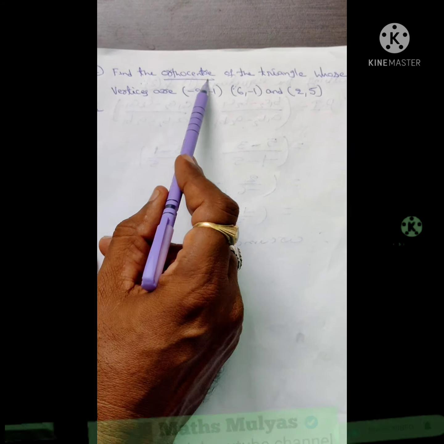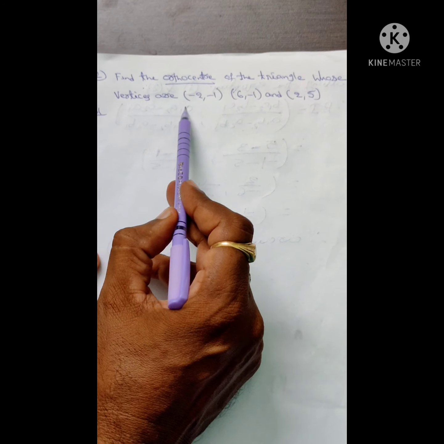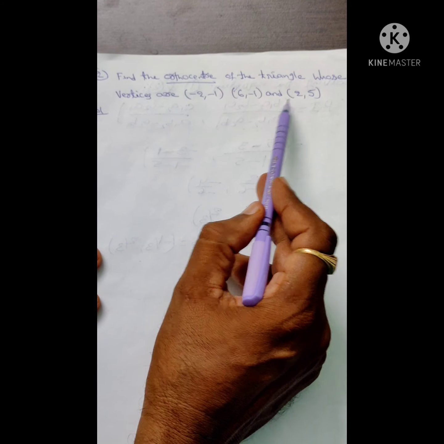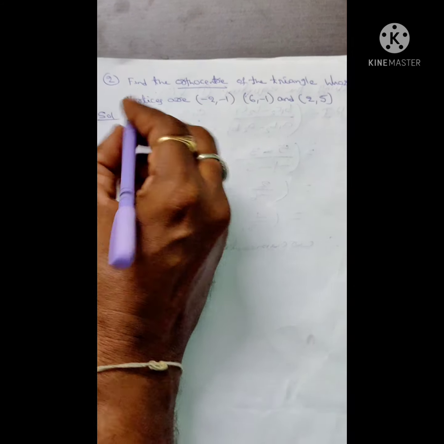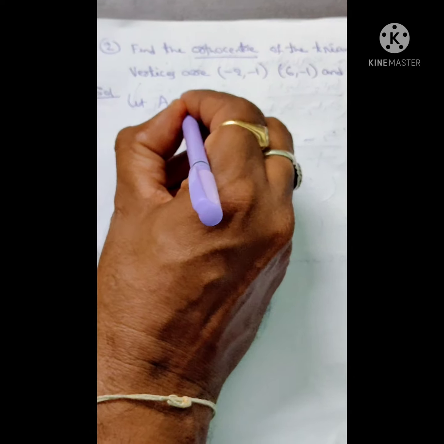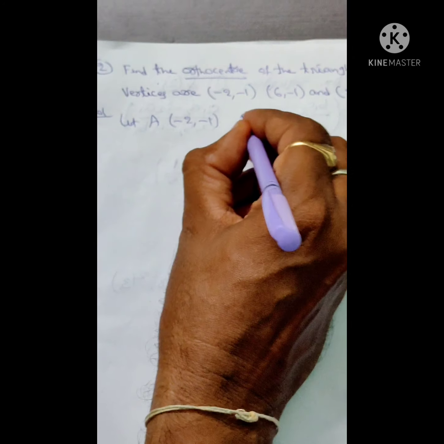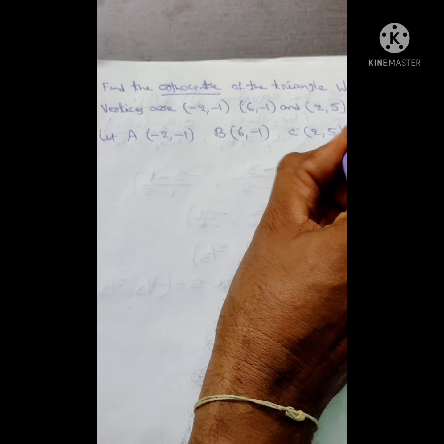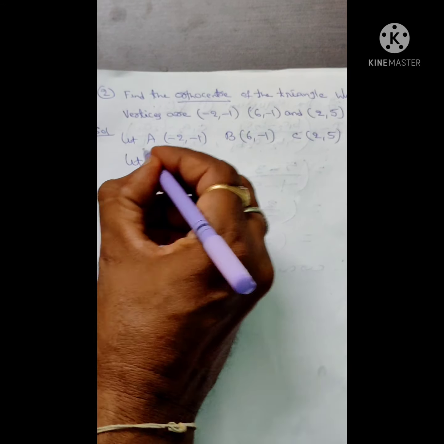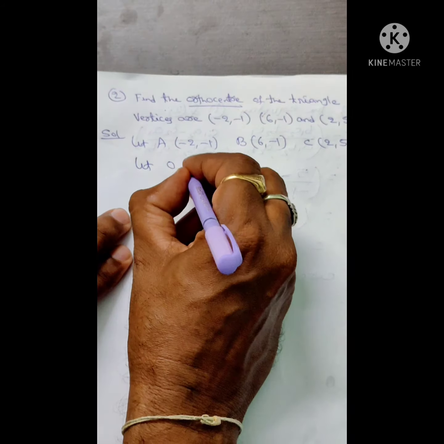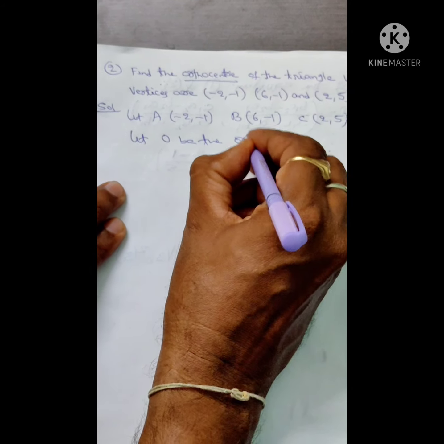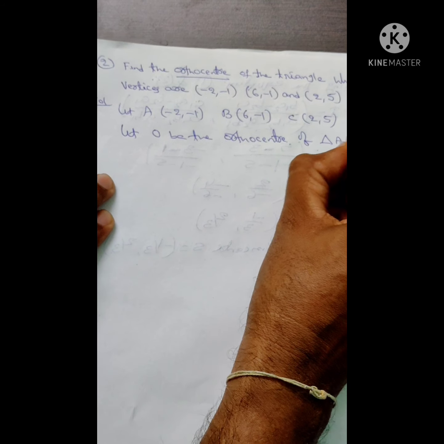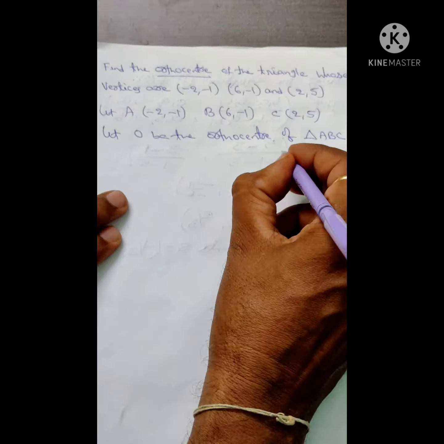Find the orthocenter of the triangle whose vertices are (minus 2, minus 1), (6, minus 1) and (2, 5). First let us state A (minus 2, minus 1), B (6, minus 1), C (2, 5). Let O be the orthocenter of triangle ABC. Now draw the triangle.